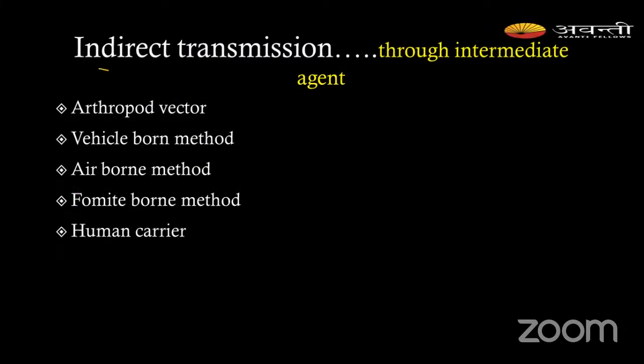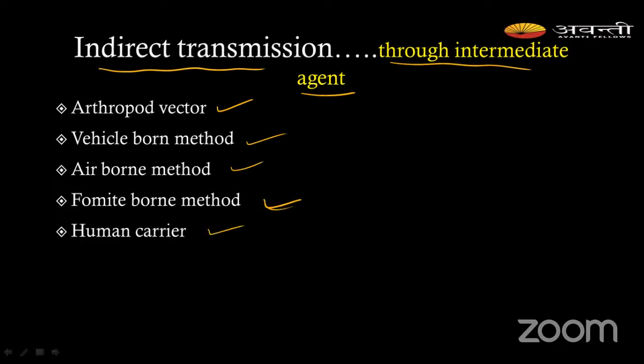Okay. So then indirect transmission. Let us talk about indirect transmission through an intermediate agent. Students, it may be an arthropod vector, for example, you are going to get it through an insect or a fly, right? Another is the vehicle-borne method. It may be through air, soil, or water, right? So that is the vehicle-borne method. And the airborne method, fomite-borne method, and the last one is the human carrier.